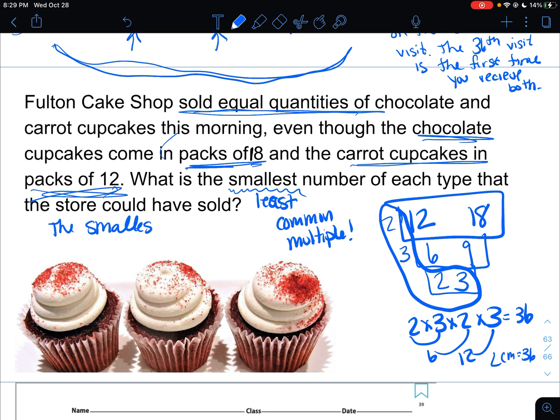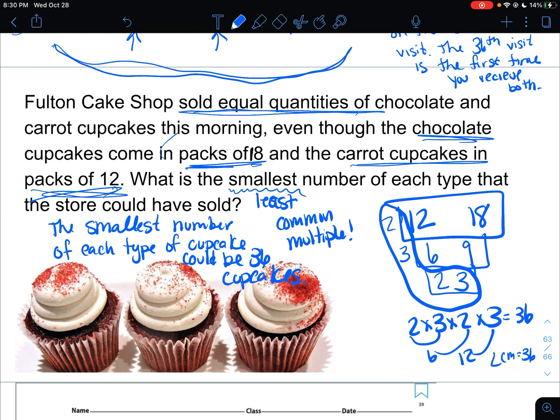The smallest number of each type of cupcake could be 36 cupcakes. Okay, so that's the smallest number that both 12 and 18 go into. Okay, so they could have sold so many packs of each type to get 36 cupcakes of each. Okay, so that is both kinds of word problems you may see with least common multiple.